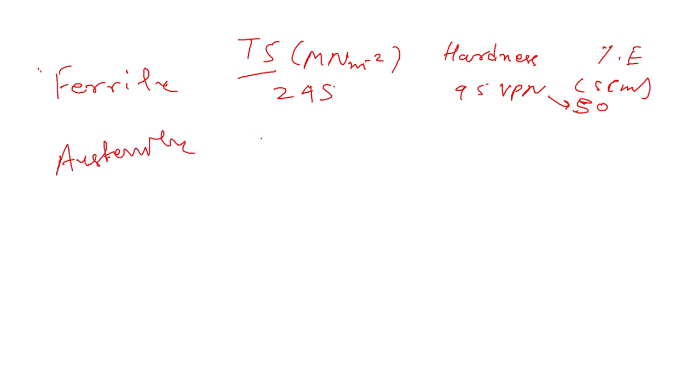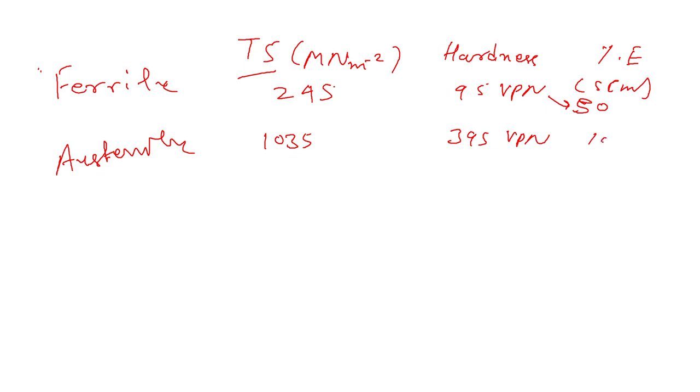For austenite, the tensile strength is 1035 meganewtons per meter square. This is tougher and has higher tensile strength as compared to ferrite and cementite, and the hardness is also higher, 395 BHN.